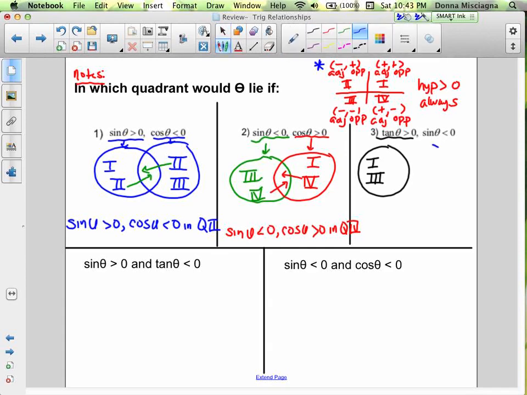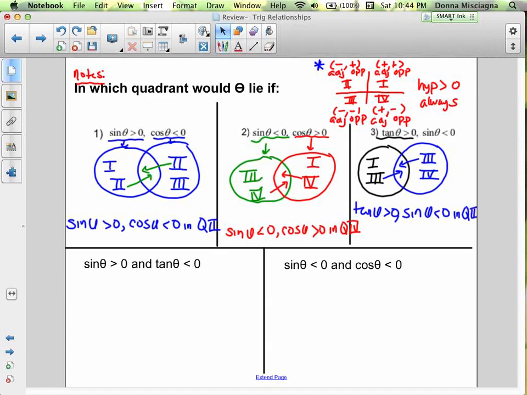All right, let's look at the next part. And we want sine theta to be negative. So sine is opposite over hypotenuse. Hypotenuse is always positive, so we want the opposite side to be negative. Well, y is negative in the third quadrant, and y is negative in the fourth quadrant. What do they have in common? It's quadrant 3. So that means that tangent theta is greater than 0, sine theta is less than 0 in quadrant 3.